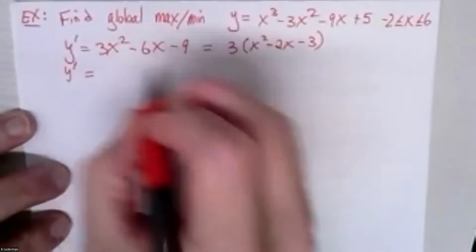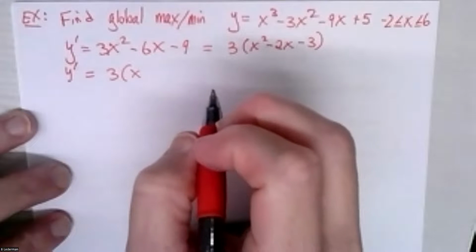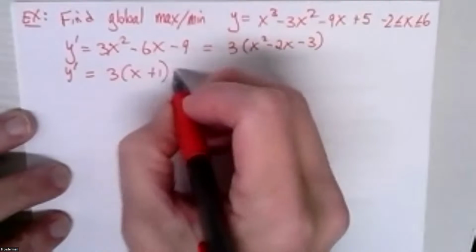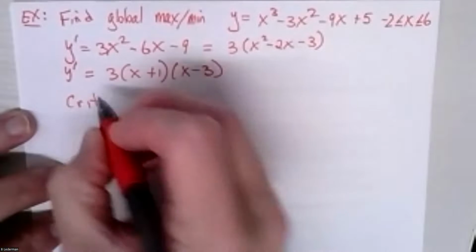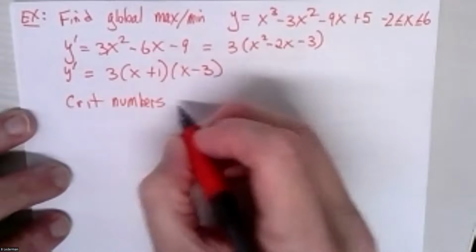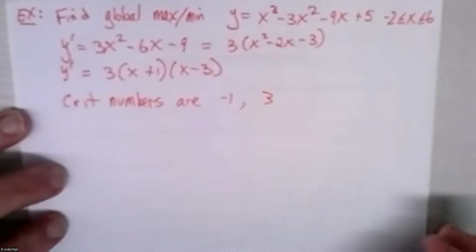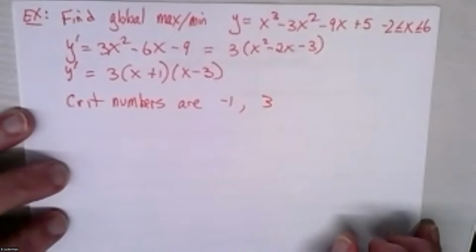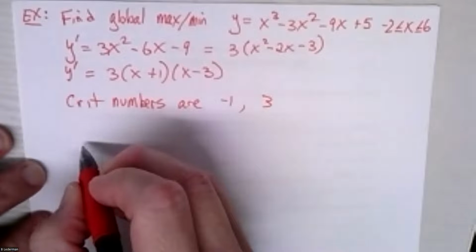So y prime equals 3 times x plus 1 times x minus 3. So my critical numbers are -1 and 3. So all I have to do is take the following numbers. I'm going to make an XY table here.